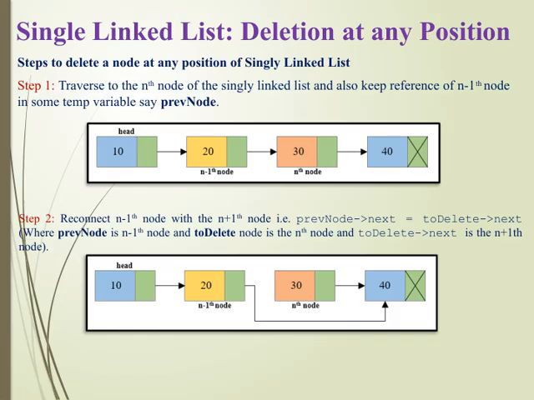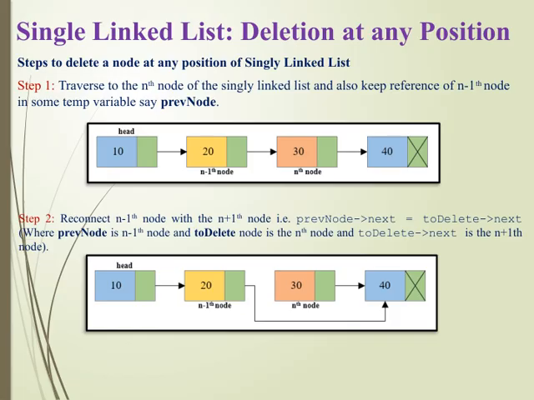The second crucial point is to reconnect the list after we've identified the node to delete. We do this by adjusting the next pointer of the prevNode to point to the node following the one we're deleting, which is the nth node's next node. Essentially, we're bypassing the node to delete by linking prevNode directly to toDelete next. Remember, toDelete is the node we want to remove, and toDelete next is the node that comes after it. This reconnection effectively removes the target node from the list. By doing so, the list remains intact, and the node at the specified position is successfully deleted.